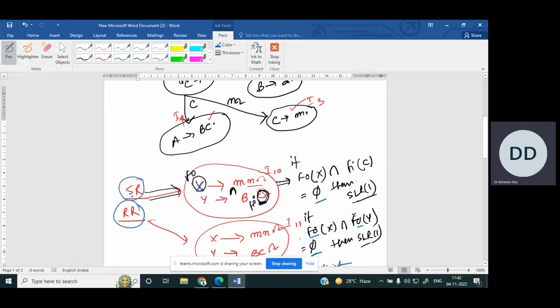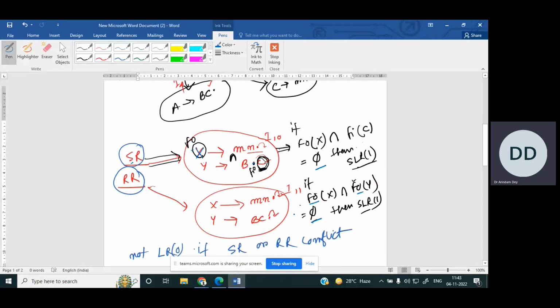For SR conflict, you have to check follow and first. For RR conflict, you have to perform the follow intersection. If it is fine, then the grammar is fine. And if the grammar is LR0, by default it is SLR1, by default LALR, and by default CLR. Okay. That's all up to today's class. Tomorrow we will be starting the next segment.